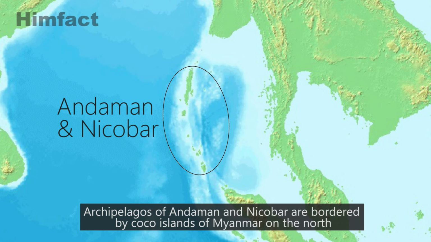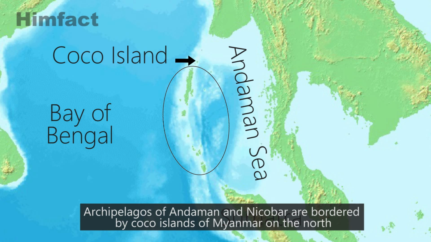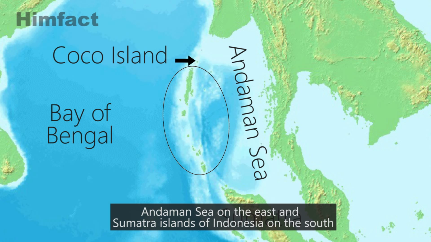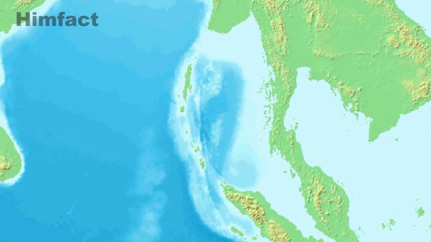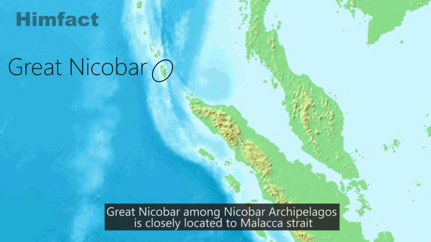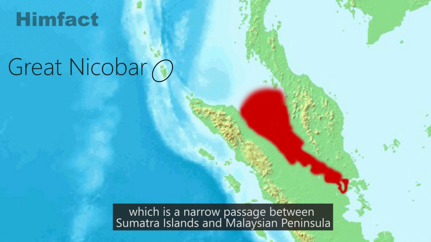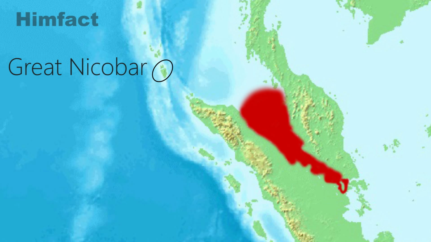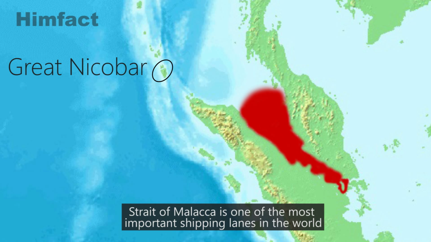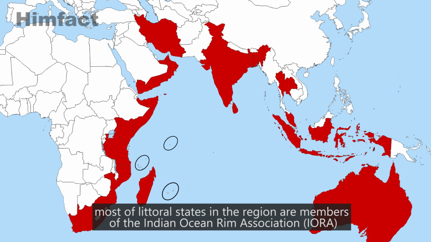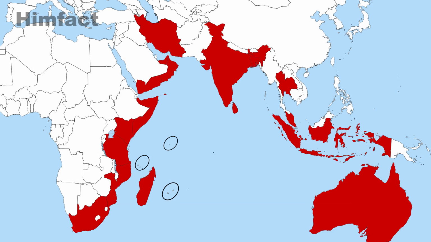The archipelagos of Andaman and Nicobar are bordered by Coco Islands of Myanmar on the north, Bay of Bengal on the west, Andaman Sea on the east, and Sumatra Island of Indonesia on the south. Great Nicobar among the Nicobar archipelagos is closely located to the Strait of Malacca, which is a narrow passage between Sumatra Island and the Malaysian Peninsula. Strait of Malacca is one of the most important shipping lanes in the world as it provides the shortest route to connect the Indian Ocean and Pacific region. Most of the littoral states in the region are members of the Indian Ocean Rim Association.